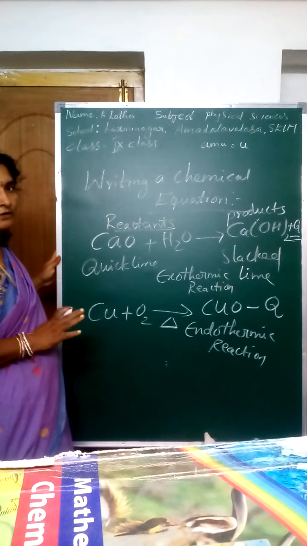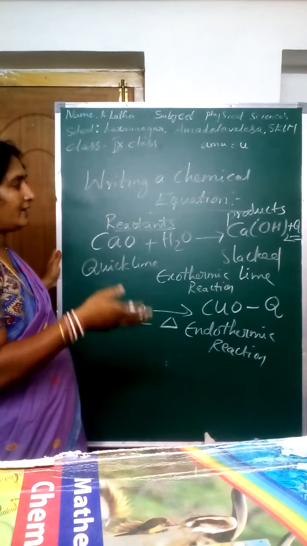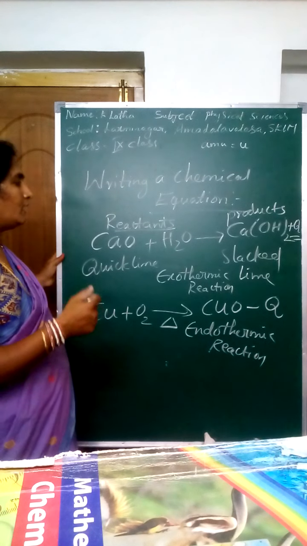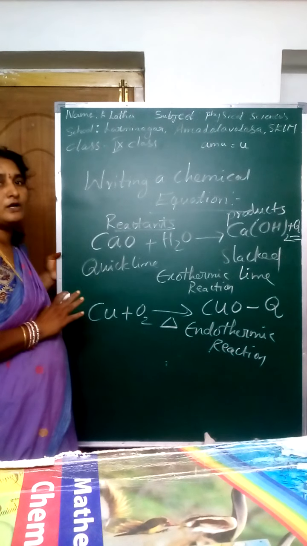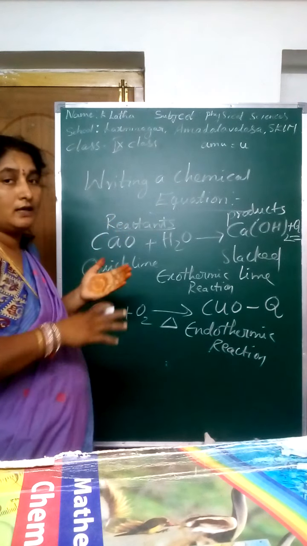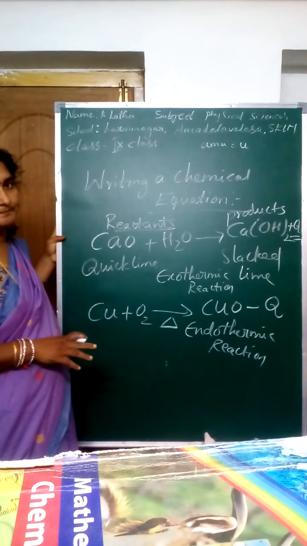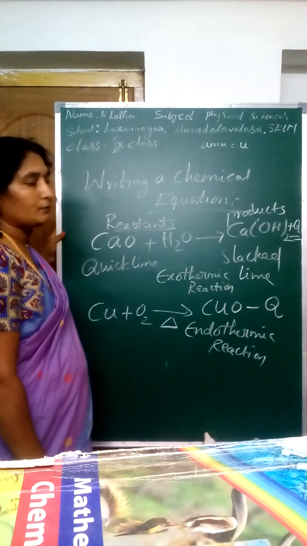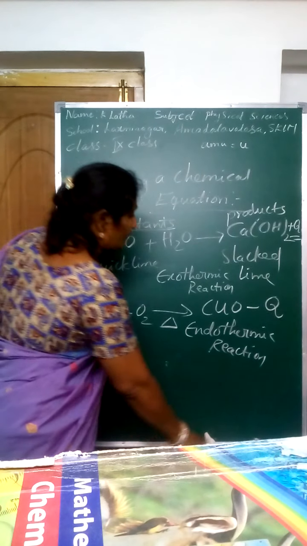Like this, a shorter way to understand any chemical reaction is the chemical equation: what are the reactants, what are the products, and whether any gas is released, using these symbols. It is the shortest notation of the total chemical reaction. No need to write the total reaction. This is about writing a chemical equation. Some rules are there for writing chemical equations, and we will discuss them next. Thank you.